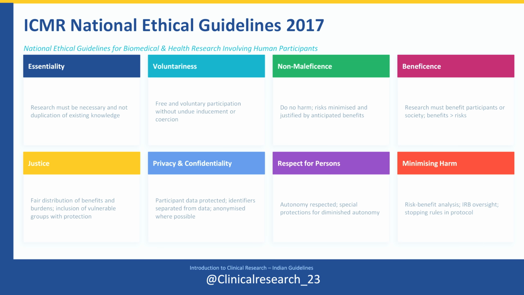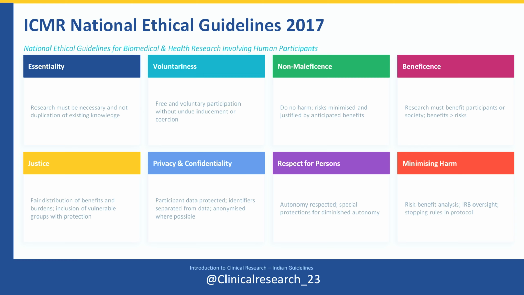Let's talk about some core ethical principles that guide clinical research. First, risk-benefit analysis, IRB oversight, and stopping rules and protocols are essential to ensure participant safety. We need to carefully weigh potential risks against benefits, and institutional review boards, or IRBs, oversee this process to protect participants. Stopping rules help us know when to pause or stop a study if risks become unacceptable.